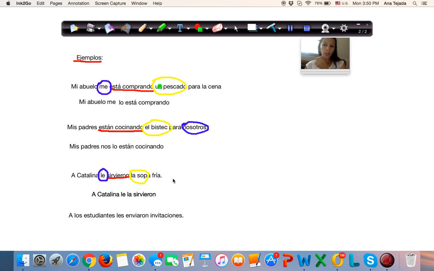Trick part here is that because of phonetics, we can't do le la. Okay? It sounds weird, it's just something that happens with the language. So instead, when we have le la, le lo, le las or le los, we don't do that. Every time we have le la, le lo, le las, le los, this is what's going to happen. That le is going to become se. And so we're going to be left with a Catalina se la sirvieron.